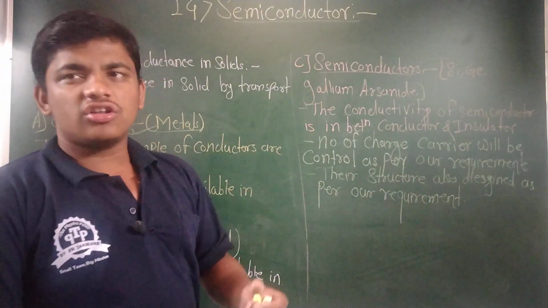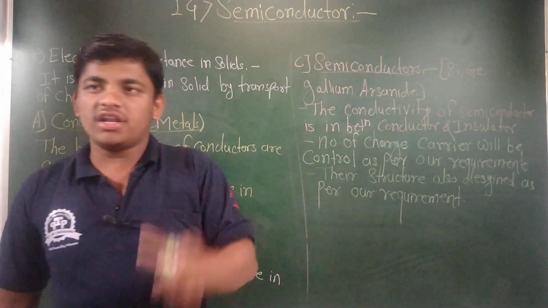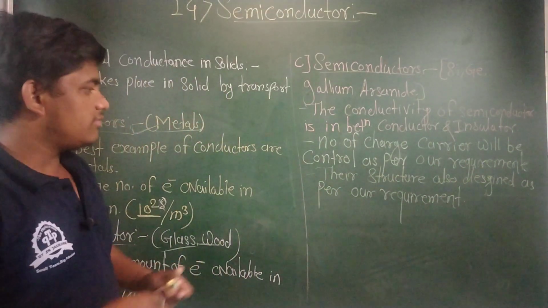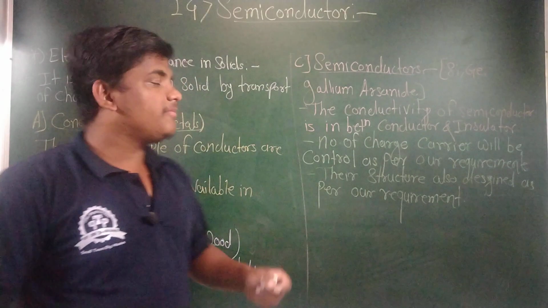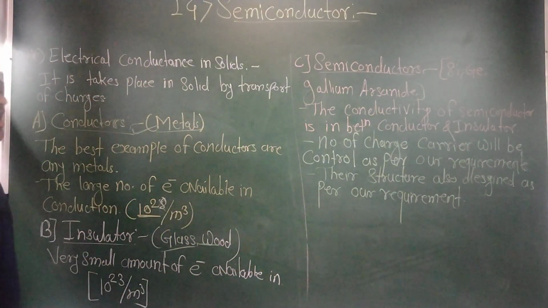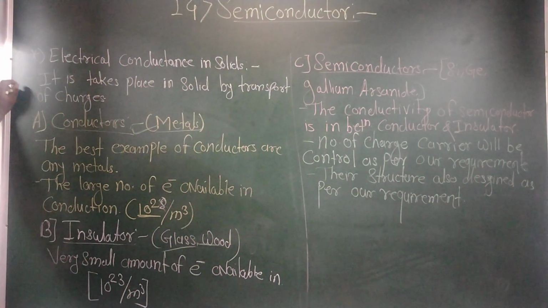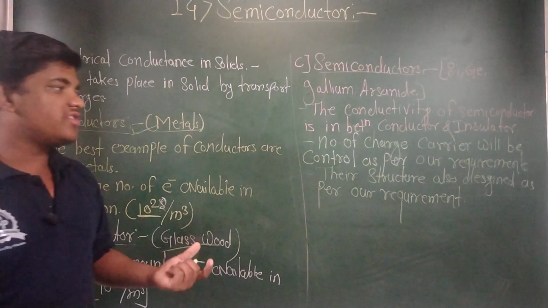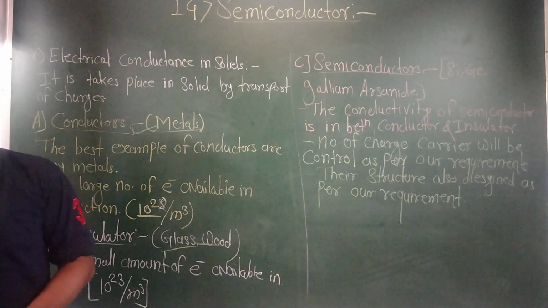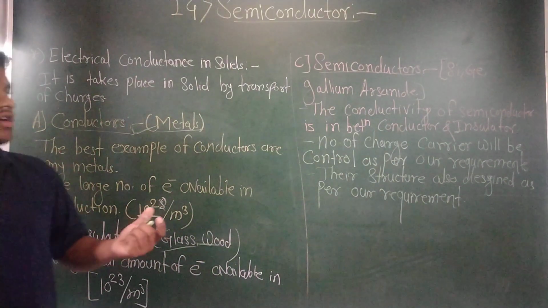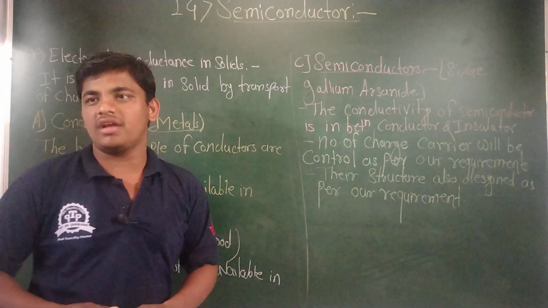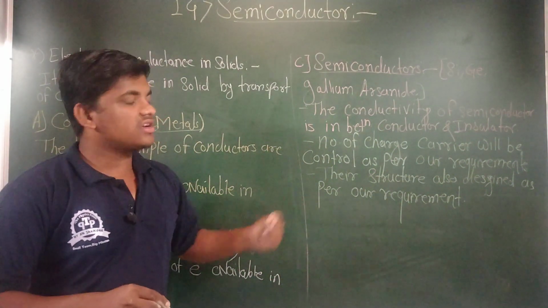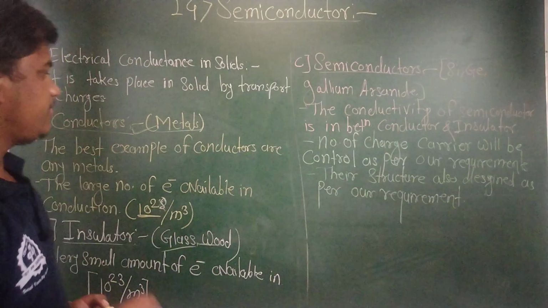Many semiconductors will be given in a table in your books: silicon, germanium, and also gallium arsenide, gallium phosphide, gallium sulfide, cadmium sulfide, cadmium phosphide. Some examples of semiconductors are zinc sulfide and cadmium sulfide. A lot of semiconductor examples are given in your books.